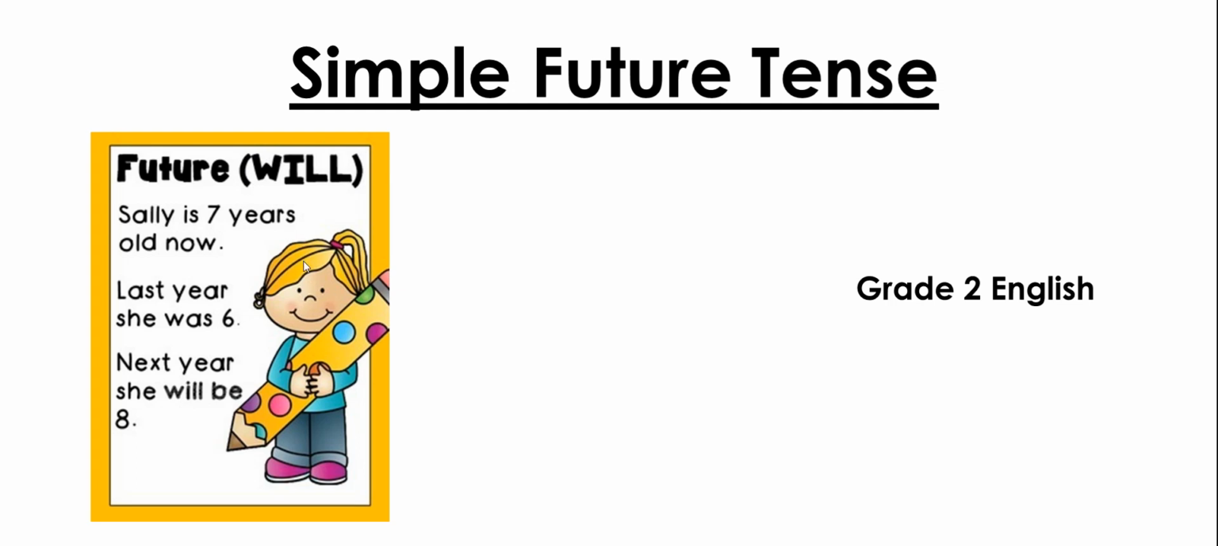Look at this girl. Her name is Sally, just like our lovely HOD Sally. Miss Sally, we miss you. So, Sally is 7 years old now. Last year, she was 6. This is talking about the past. What about next year, which means the future? Next year, she will be 8. So we use will when we talk about the future.